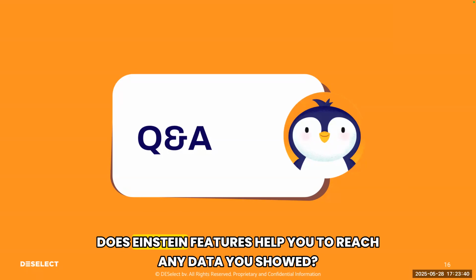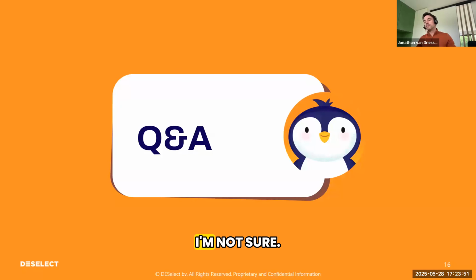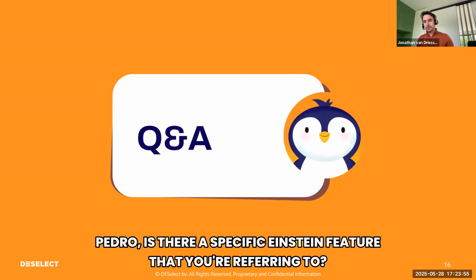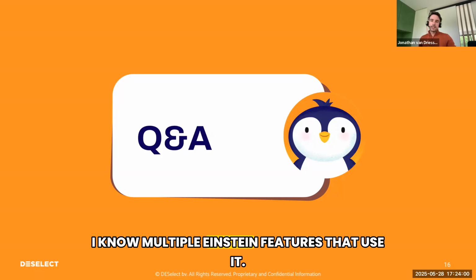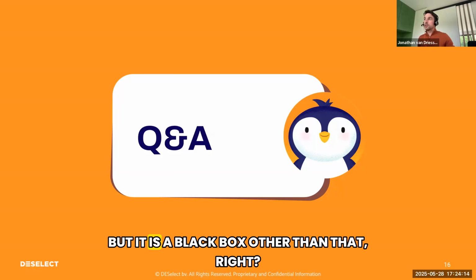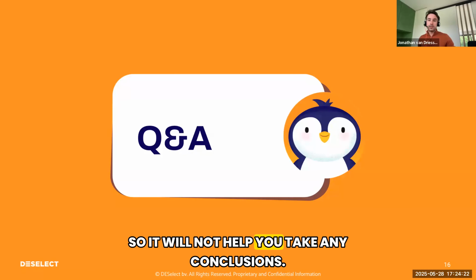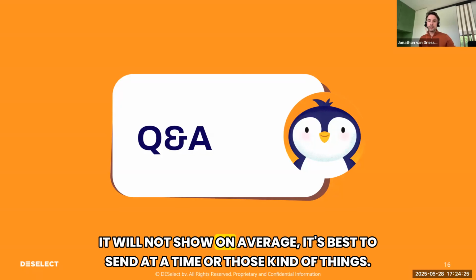Does Einstein features help you reach any data you showed? Not sure. Peter, is there a specific Einstein feature that you're referring to? I know multiple Einstein features that use it. For example, send time optimization would look at opens and clicks, I assume, mostly opens, but it doesn't tell, but it is a black box other than that, right? So it doesn't show you how exactly this processing is based on machine learning. So it will not help you take any conclusions. It will not show on average what is the best time to send, or those kind of things. So not that I know.